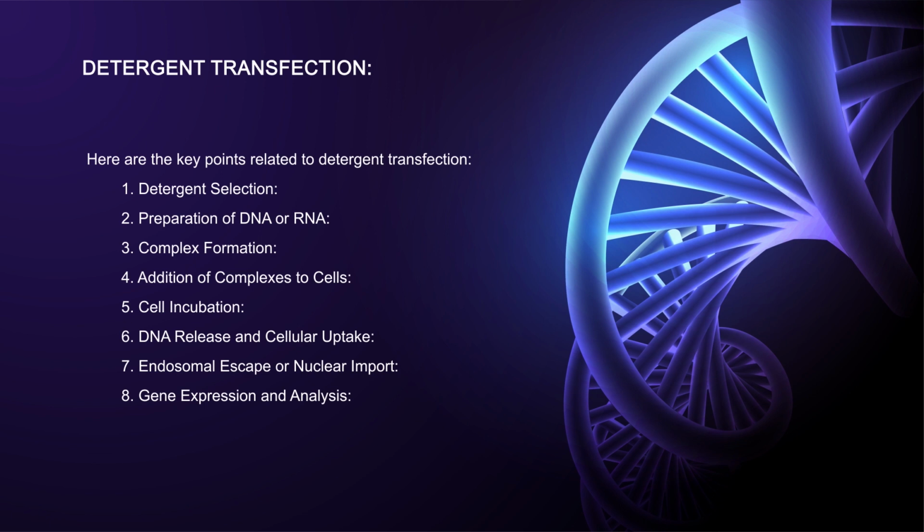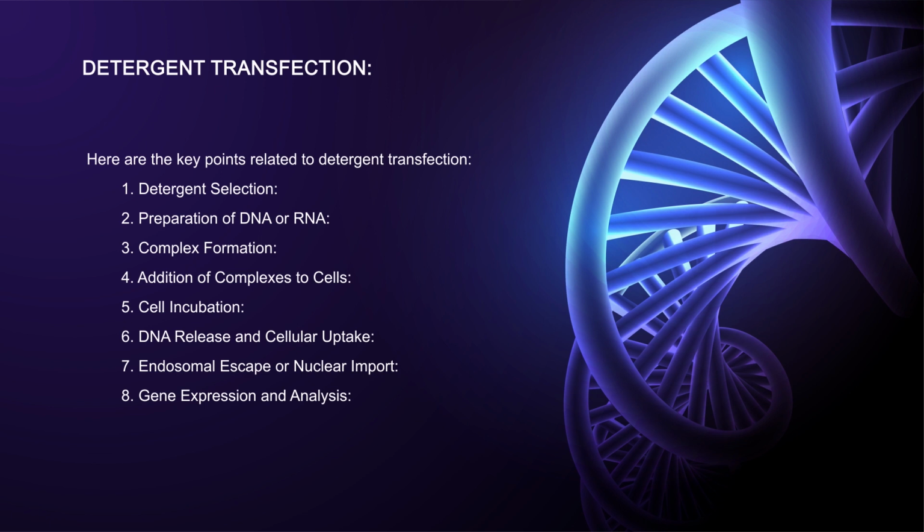For addition of the complex to cells, the DNA or RNA-detergent complex is added directly to the cells in culture, the concentration of which is optimized based on cell type and desired transfection efficiency. At the last, cells must be incubated at a particular temperature for a particular period of time, an appropriate temperature which can vary depending on the cell type. During this incubation period, the detergent disrupts the cell membrane, creating temporary pores that allow the entry of the genetic material into the cells, after which the DNA is released and taken up by the nucleus.